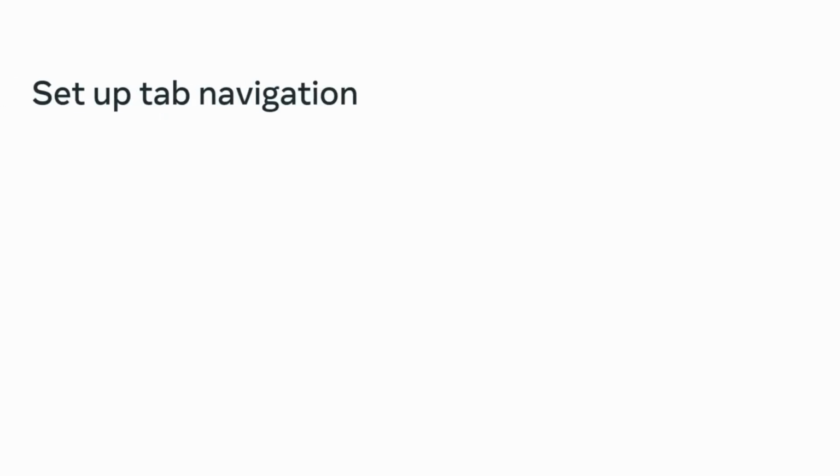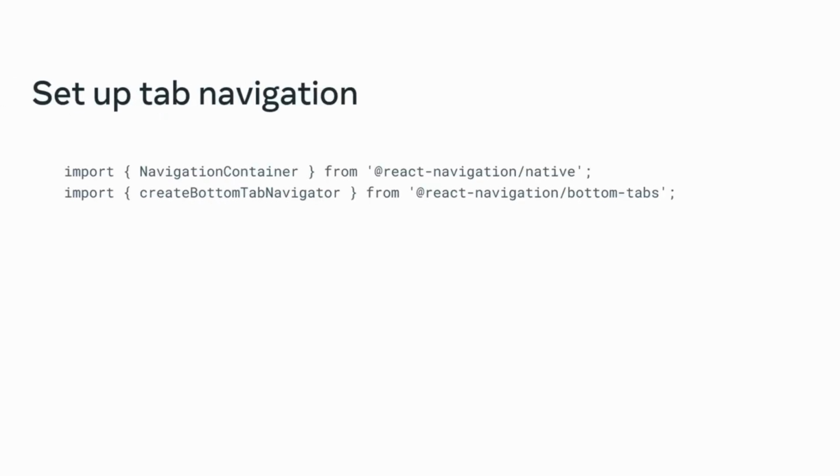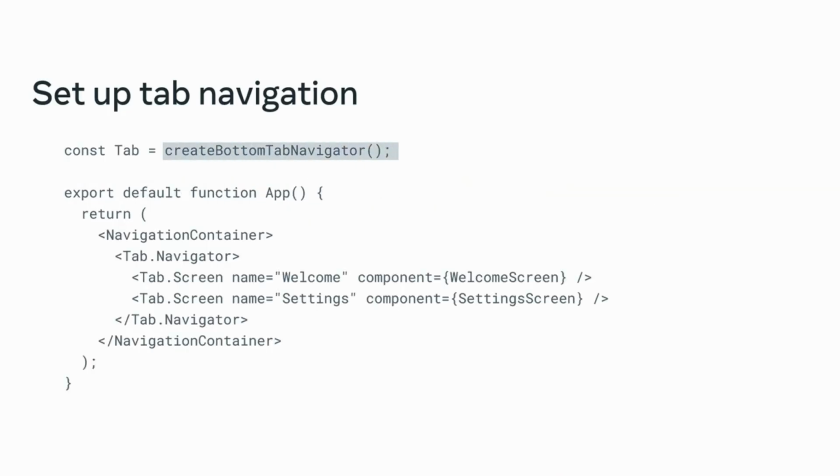To set up the tab navigation for your mobile app, make sure to import the navigation container and the Create Bottom Tab Navigator from React Navigation. Once the navigators are imported, instantiate the tab using the Create Bottom Tab Navigator from React Navigation. Then, within your root app component, wrap the tab navigator within all the tab screens. Initialize all the screens that you can navigate to via the tabs. As previously said, in this example there are two screens, the welcome screen and the settings screen.